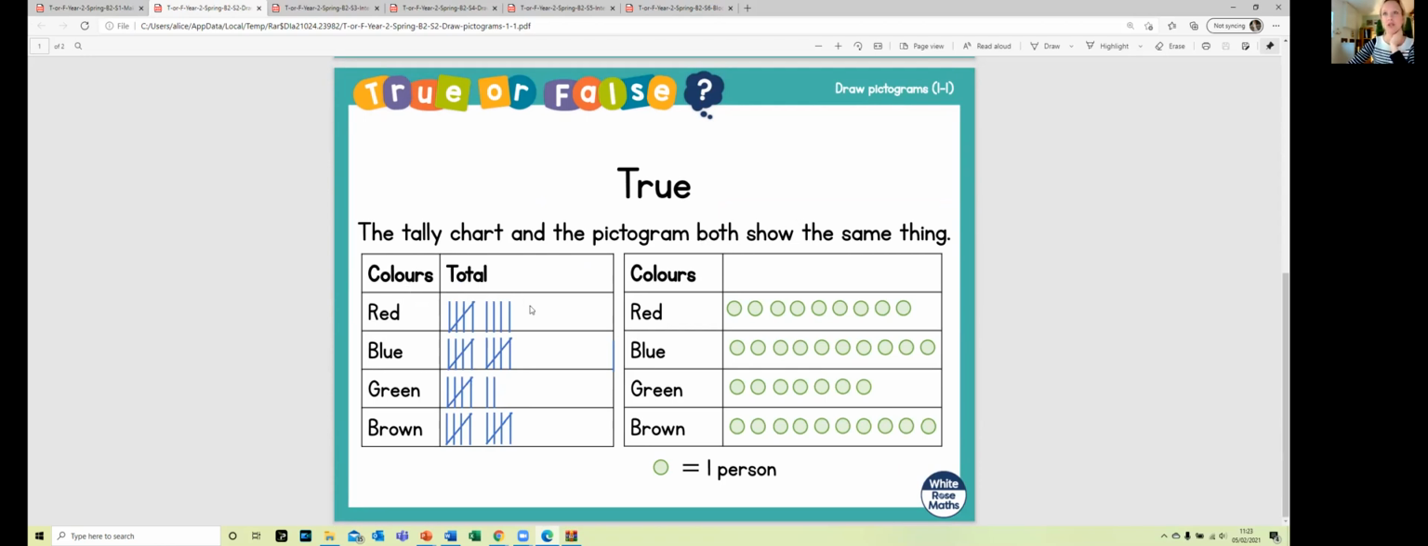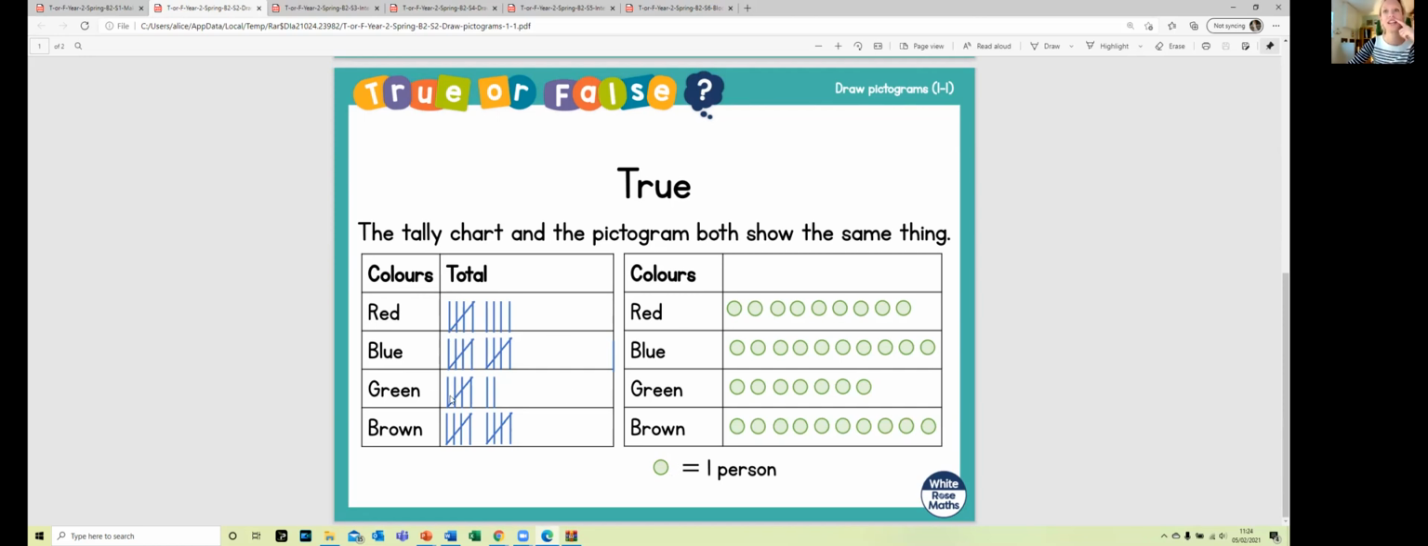Have a look in the red section first of all. There's 5 there, 6, 7, 8, 9. 9 red, so there should be 9 dots. 1, 2, 3, 4, 5, 6, 7, 8, 9. Blue, we've got 2 groups of 5. 2 times 5 is 10, so we've got 10 for the blues, so we should have 10 dots. 1, 2, 3, 4, 5, 6, 7, 8, 9, 10. Brilliant, because of course, looking at the key, 1 dot was for 1 person.